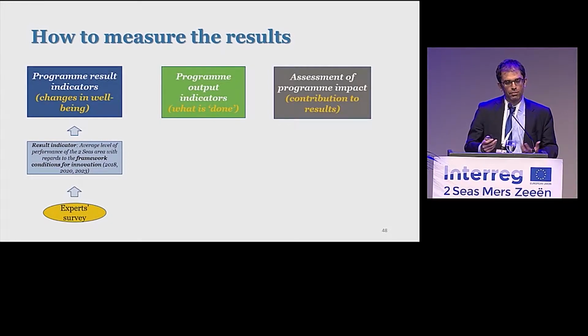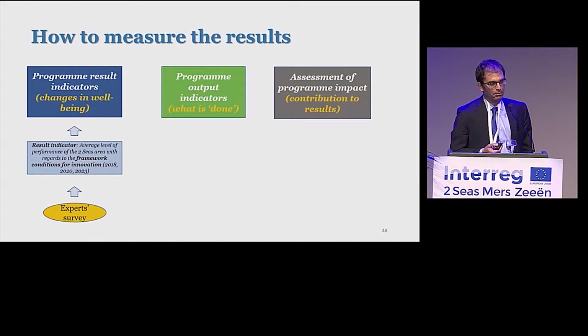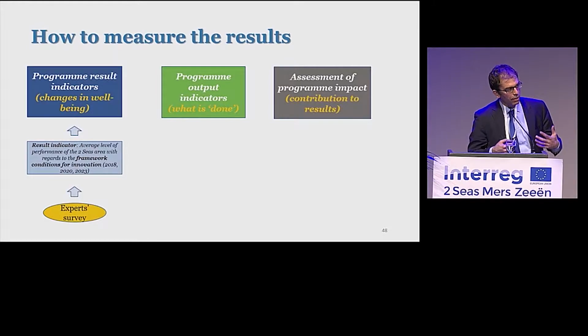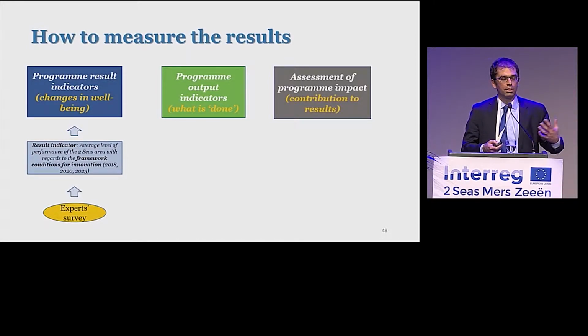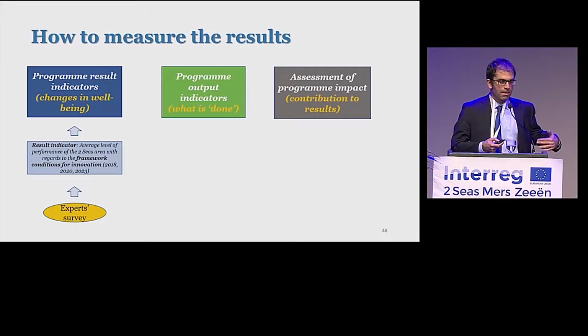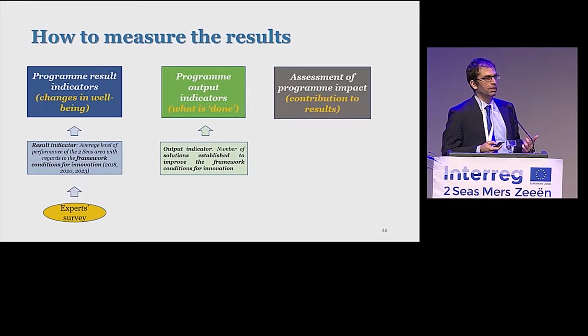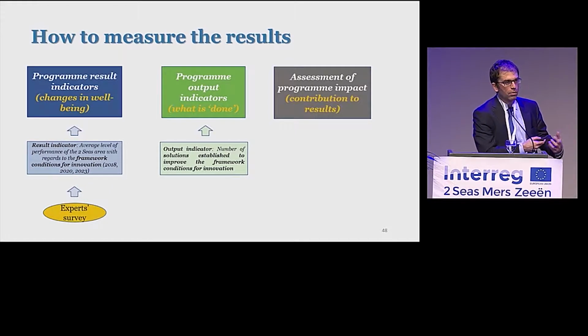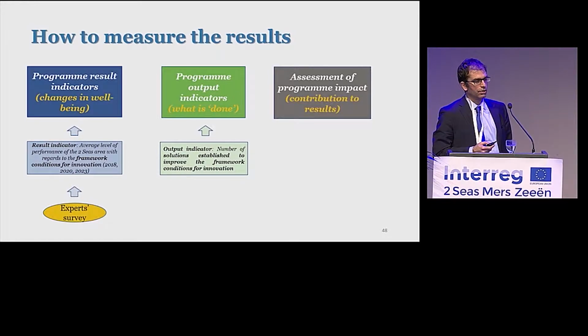So I don't know, probably some of you have already been surveyed by the program on monitoring the result indicators, or know about them from previous experiences. As an example, one of these indicators is about the average level of performance of the program in the framework conditions for innovation. Then there are the program output indicators, which are based on project information, on the project activities, on what has been done concretely by the projects. For instance, the number of solutions established for improving the framework conditions for innovation.